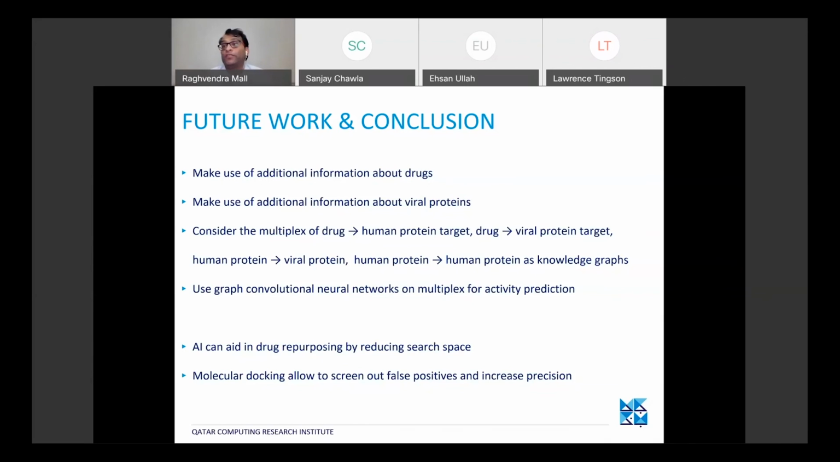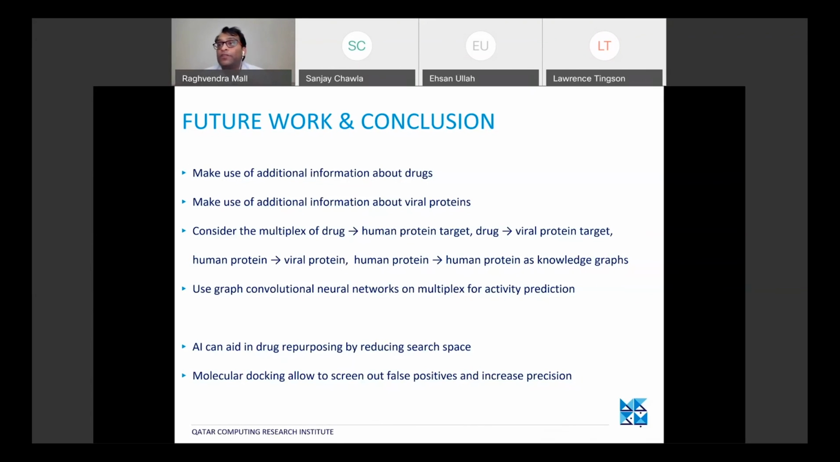And one of our colleagues, along with Dr. Sanjay, Dr. Stefano, we are trying to use the knowledge graph based representation and try to do a graph convolution neural network based approach to identify a prioritized list of drugs for the viral proteins of interest. So these kind of approaches can also be used. However, these are some of the future work that we are planning.